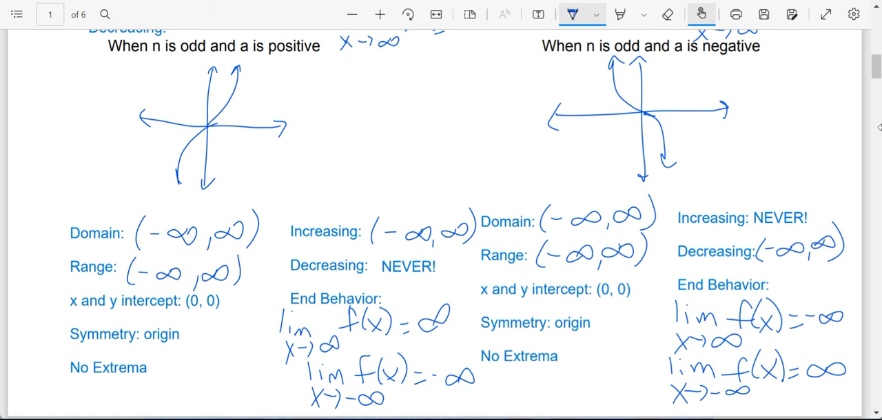Now we're going to do when n is odd instead of even. Once again, pause the video and jot down all this information. Similar stories, except now the domain and range are both all real numbers, negative infinity to infinity. In the case of a being positive, it never decreases; it's always increasing. As opposed to when n is odd and a is negative, it's never increasing and always decreasing.